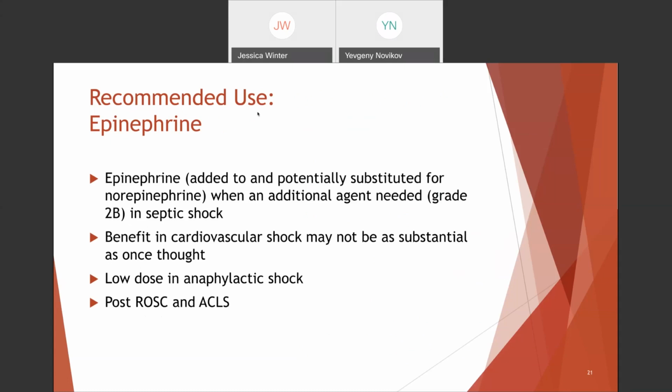The benefit in cardiogenic shock might not be as substantial as we once thought it was based on that meta-analysis. We will see it used prevalently at lower doses in anaphylactic shock, and then sometimes as our immediate additive agent if a patient had a good response to it after PEA ACLS if they got ROSC back.